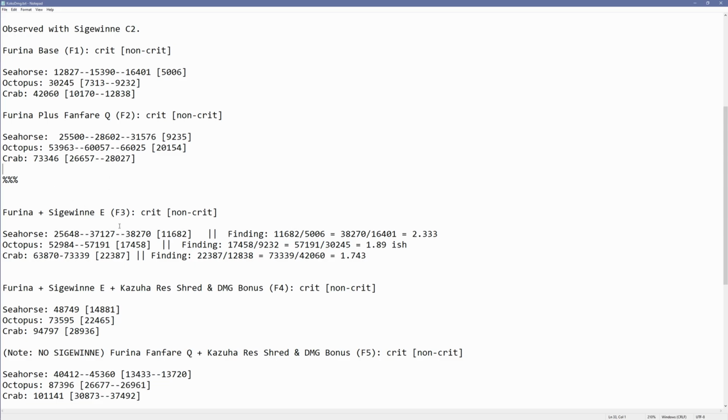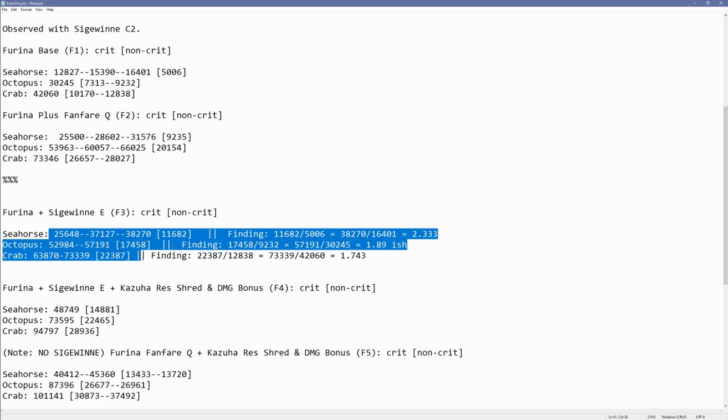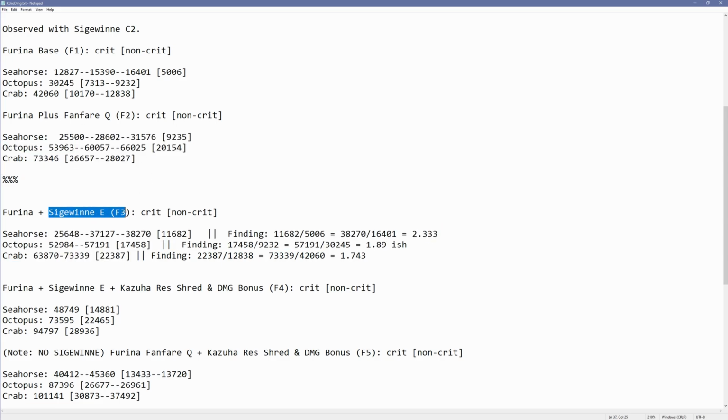In any case, actually it's the other way around. The fanfare numbers are just slightly higher than the Sigewinne numbers, but then again, this also depends on if you get your Sigewinne to 65k HP, then they'll roughly be equivalent.